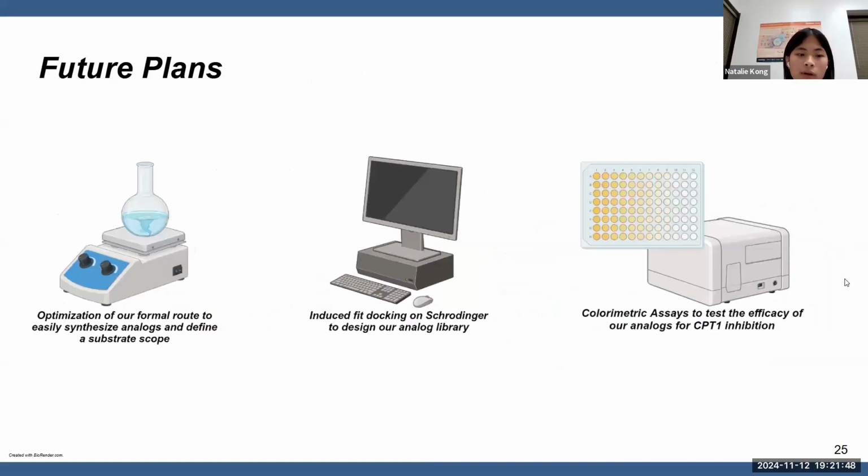So for CPT-1, our current future plans are to optimize our formal synthesis, as the first 3 to 4 steps, depending on which synthesis, are not optimized right now. One major boon to our synthesis would be its higher yields. We are currently attempting to prove its scalability in that regard as well. So we're currently attempting to optimize the first 4 steps. And then secondly, as I said earlier, finishing the duplicate runs on Schrodinger for our induced fit docking.